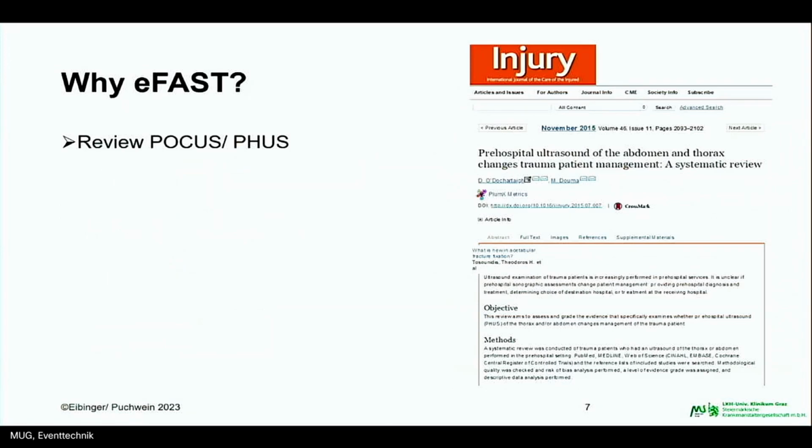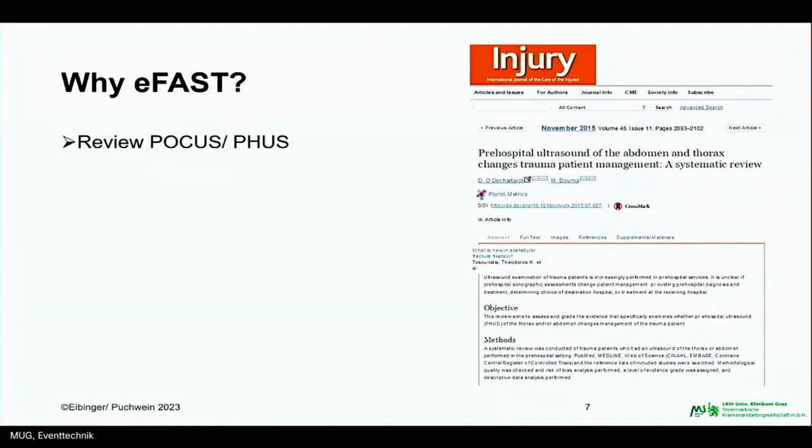And then we take a look at the pre-hospital eFAST. So I can say here in Styria, we use it. We have a mobile ultrasound on each emergency response car and on every helicopter. And we are doing the eFAST on scene directly. And sometimes it's changed the way how we treat the patient.